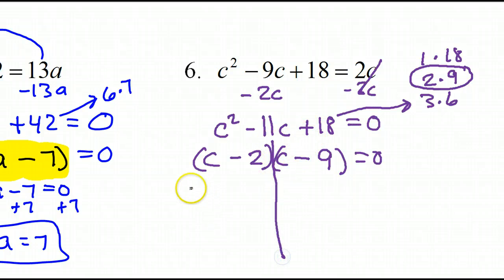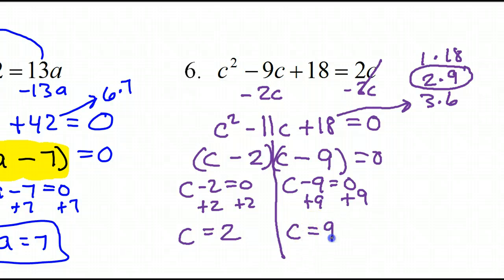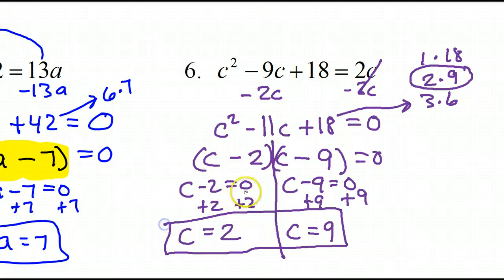Okay, so keep going. Zero product property. Set these equal to 0. Here I'm going to wind up adding 2, and here I will add 9. So that's going to give me c equals 2, and here I'll have c equals 9. So these will be the 2 answers for number 6.